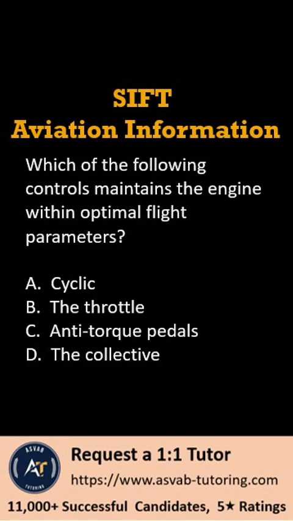Which of the following controls maintains the engine within optimal flight parameters? A. Cyclic. B. The throttle. C. Anti-torque pedals. D. The collective. The correct answer is B.